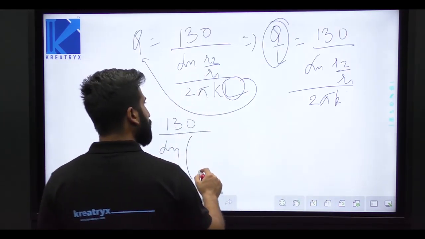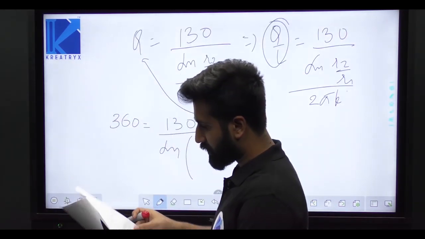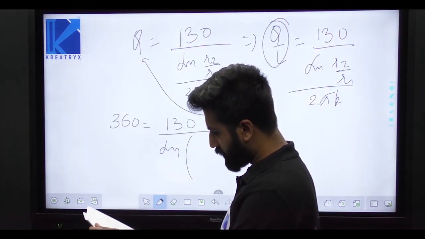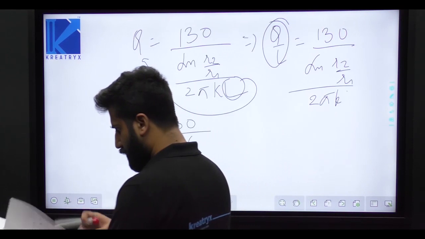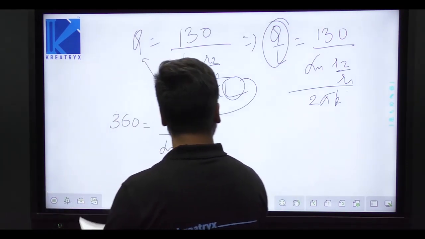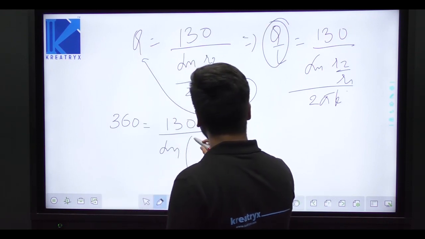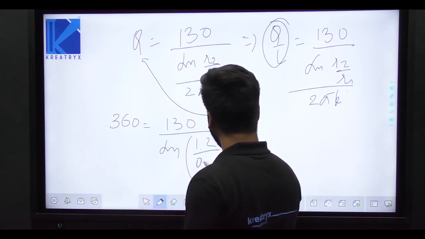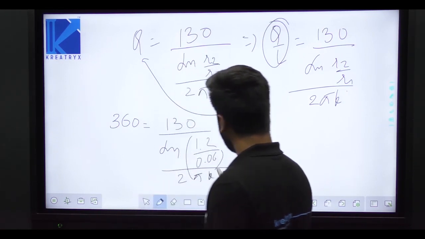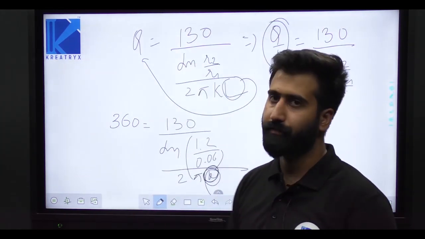So this is the data, correct? This is 0.06. Let me just confirm it. There is a question. Yes, it is 0.06. So R2 is 1.2, this is 0.06, and upon 2 pi K. Find K from here.